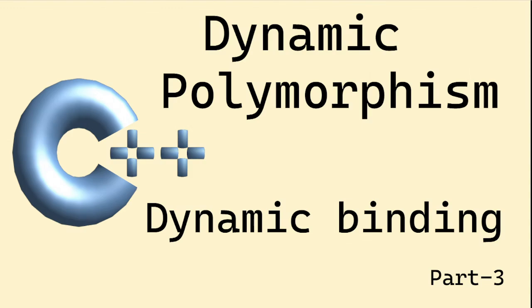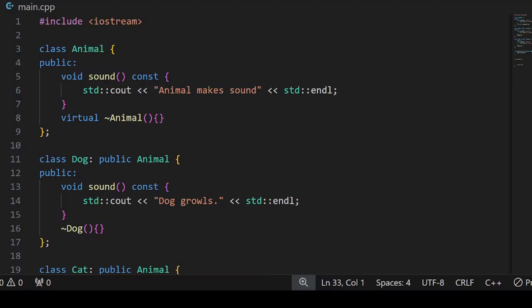This is a part 3 recording of a polymorphism subseries where I will explain dynamic binding, which is a key concept that enables dynamic polymorphism that I discussed in the previous recording. Let me use this code to explain the dynamic binding.